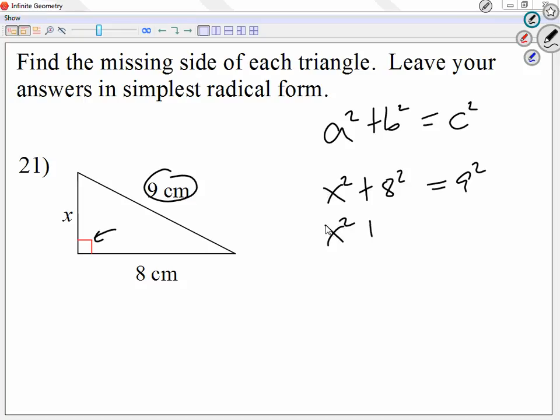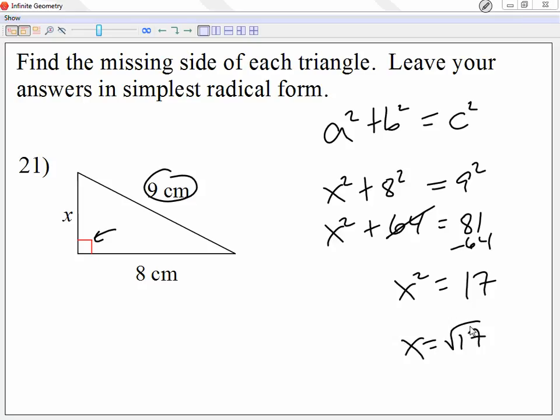So I have that x squared plus 64 is 81. I know what 8 squared and 9 squared are. If the two numbers were separated with a plus sign, I would just add them. But because they're separated with an equal sign, I'm going to move the 64 from one side to the other side, and don't forget to switch the sign. So I have that x squared is equal to 17. That means that x is the square root of 17.